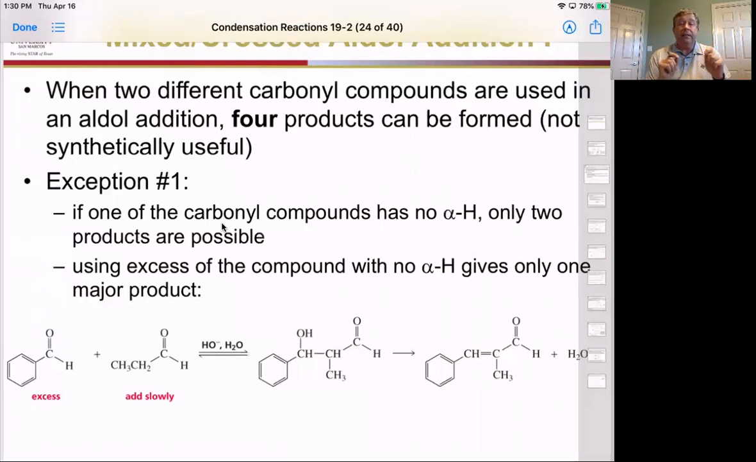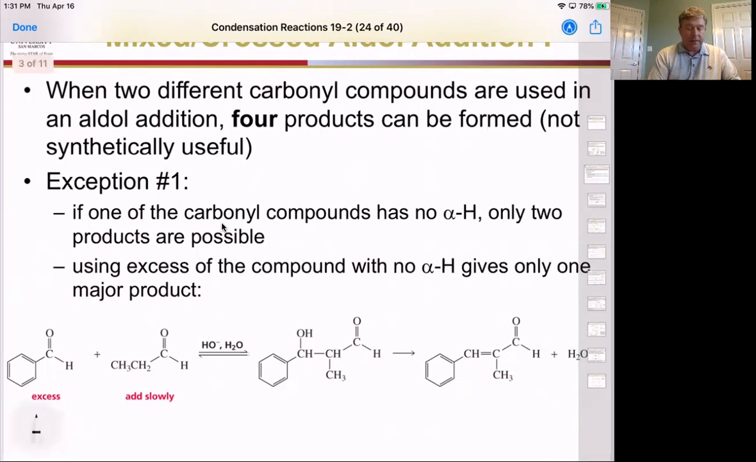Now, there is an exception to this rule. If one of the carbonyl compounds has no alpha hydrogens, that means you only get two products possible. Okay, and the reason is you form the enolate, and that enolate can only react with the other compound. And if you have the compound with no alpha hydrogens in excess, it's going to react with that one first because there's more of it available, and you're likely to get a single product as your major product.